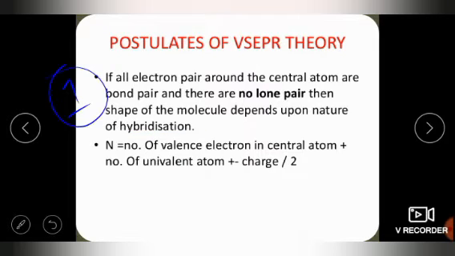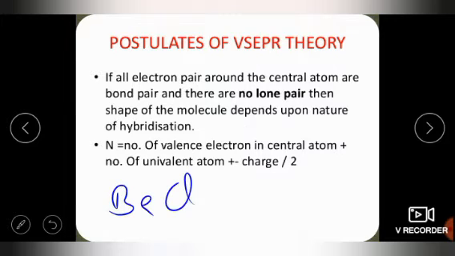The first postulate is very important. If the electron pairs around the central atom are bond pairs only, there is no lone pair. Take the case where the formula is without lone pair, suppose BeCl2.